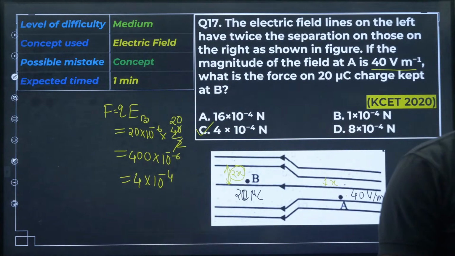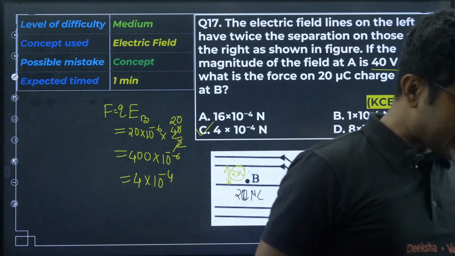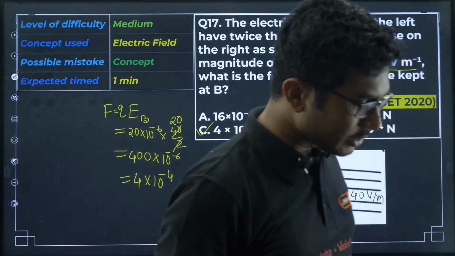Most of you have answered it correctly. Yes, you are correct. Pooja is correct, right? F_B is equal to Q E_B. Yes, that is also possible.